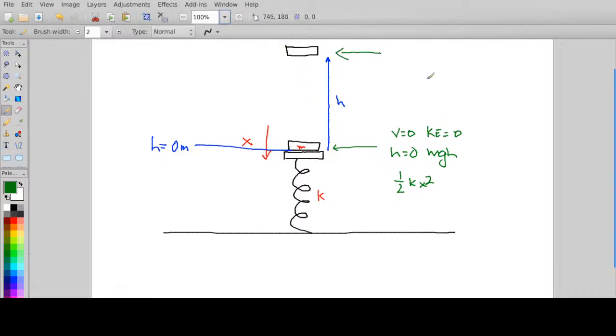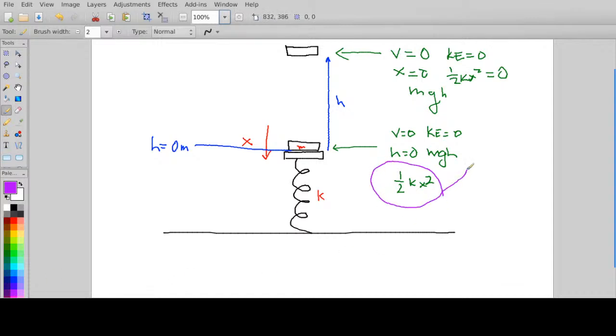But up here, you say, well, guess what? It's reached its maximum height. And at maximum height, the velocity is 0, so the kinetic energy is 0. The spring is out of the question, so x is equal to 0, and the spring potential energy, 1/2 kx squared, is 0. h is not 0, so all of the energy is in mgh. This is kind of cool, because all of the energy was 1/2 kx squared here, and then all of the energy becomes mgh there. To answer the question, you just equate the two, because energy is conserved.